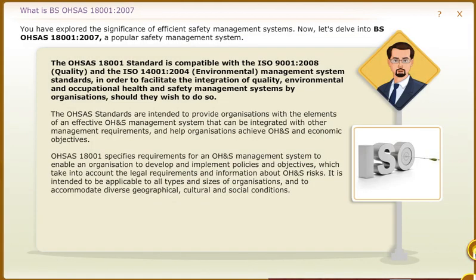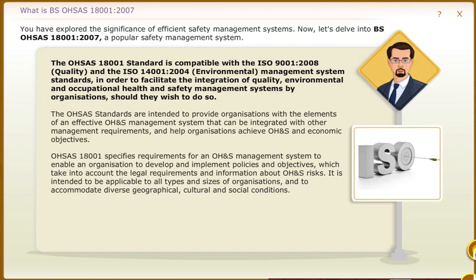You have explored the significance of efficient safety management systems. Now, let's delve into British Standard OHSAS 18001-2007, a popular safety management system. The OHSAS 18001 standard is compatible with the ISO 9001-2008, that is, quality, and the ISO 14001-2004, that is, environmental management system standards, in order to facilitate the integration of quality, environmental and occupational health and safety management systems by organizations should they wish to do so.